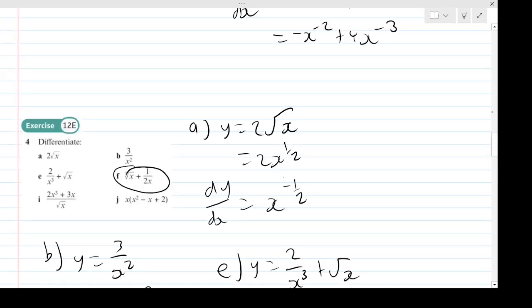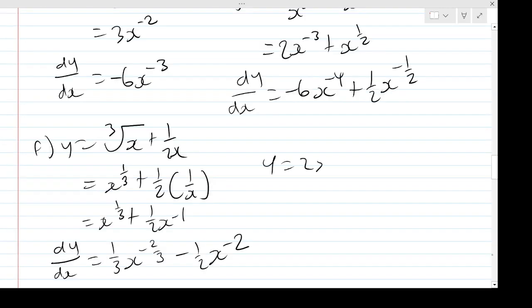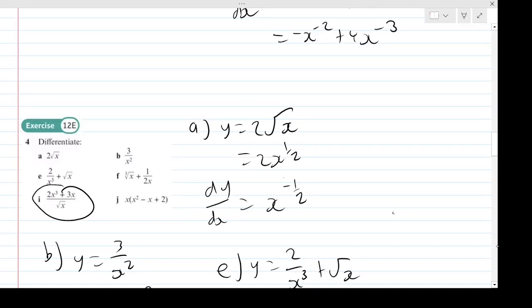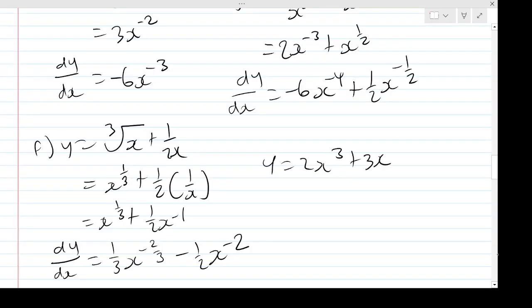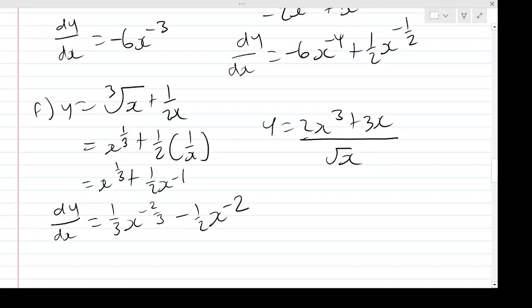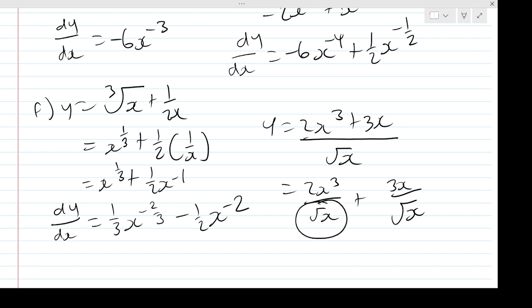Then we have part I, we have y is 2x cubed plus 3x all over root x. Well, my first idea then is to split up the fraction, right? So it's 2x cubed over root x, add 3x over root x. But then I need to deal with the root. I can't have any roots, it just has to be x, not root x. I can convert that to an index, because that's x to the half.